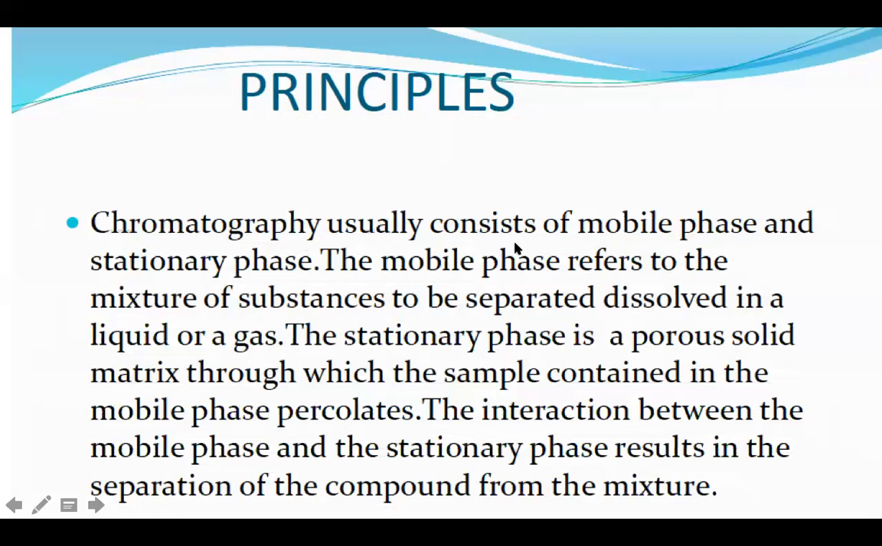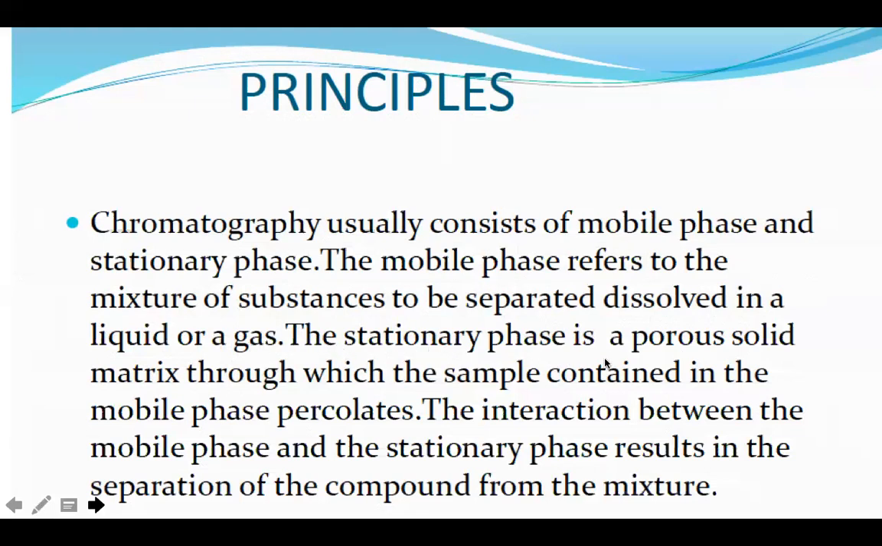Chromatography usually consists of mobile phase and stationary phase, as I already mentioned. The mobile phase refers to the mixture of substances to be separated, dissolved in a liquid or gas. In most cases, we use liquid, but in some cases, for example, in case of gaseous compounds, we dissolve the compound in the gas, in case of gas chromatography.